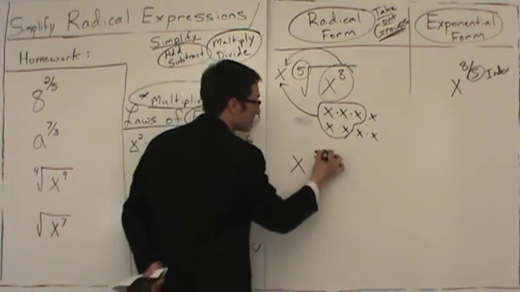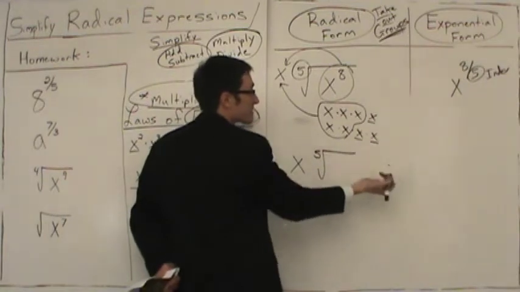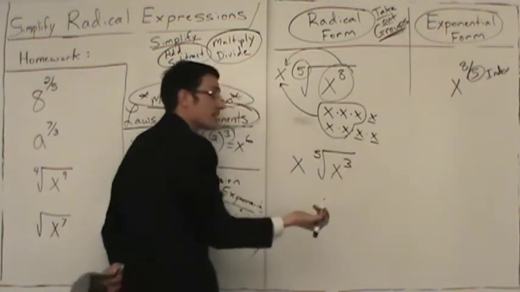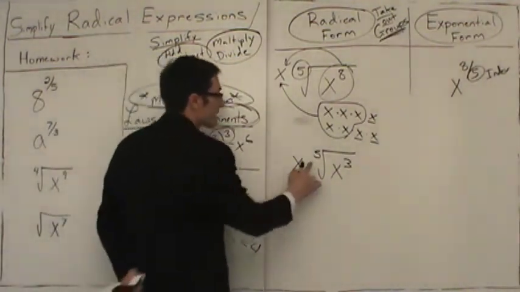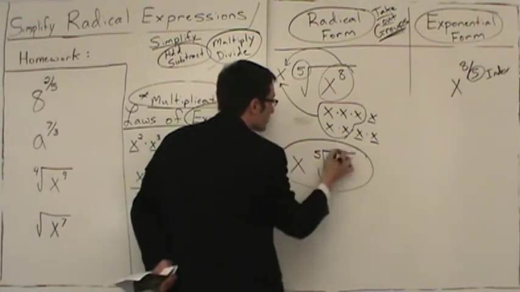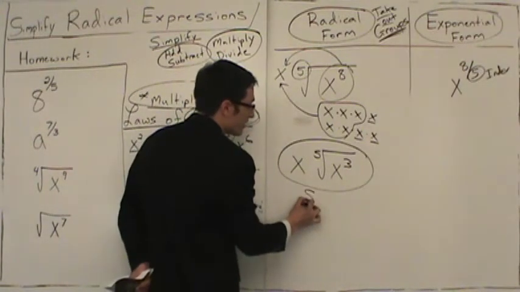What's left under the fifth root? Well, there are 3 extra x's left. So we have x to the third left underneath the root. So our final answer is x, fifth root of x cubed. Circle this. This is your simplified.